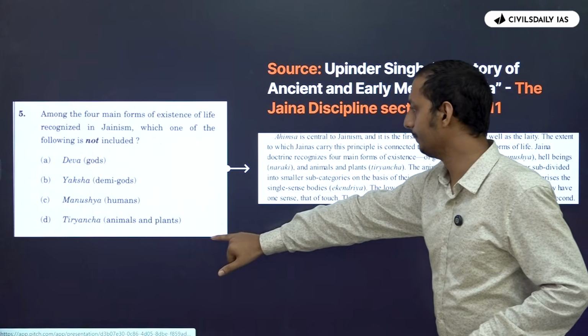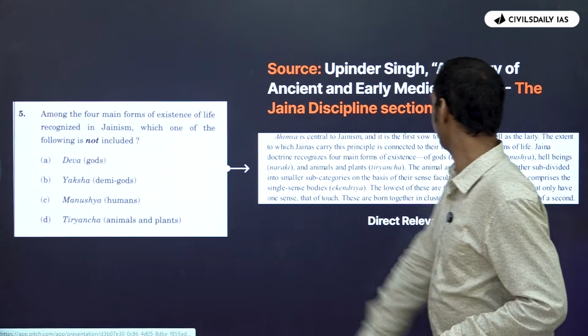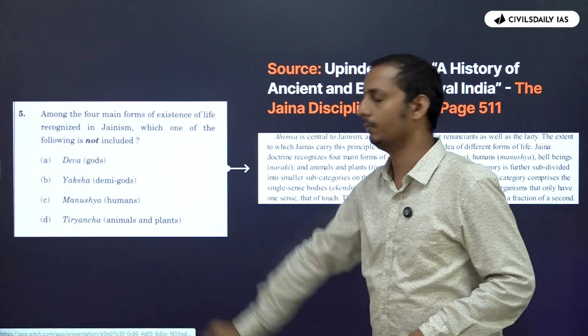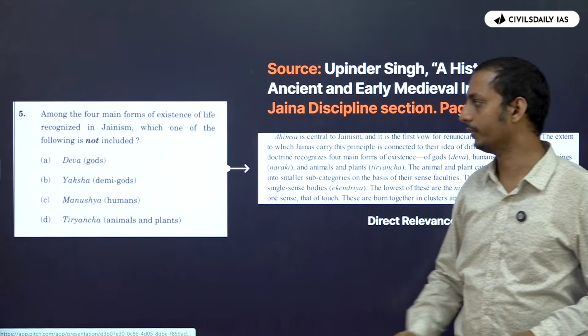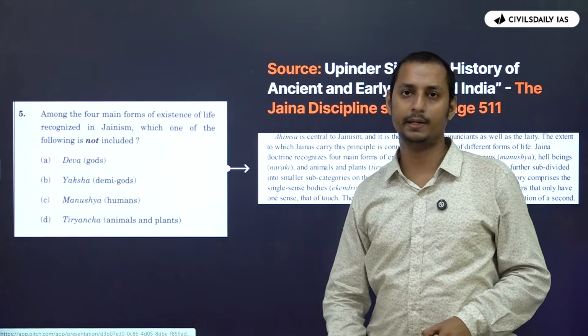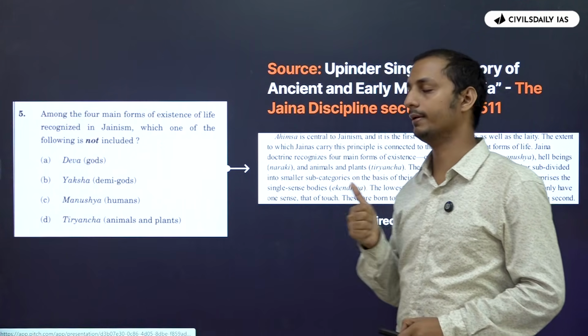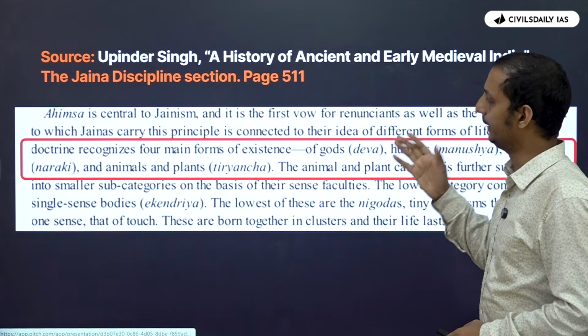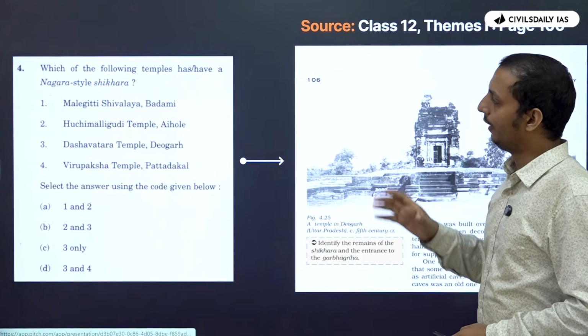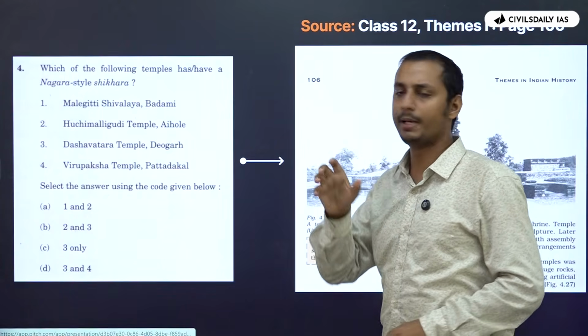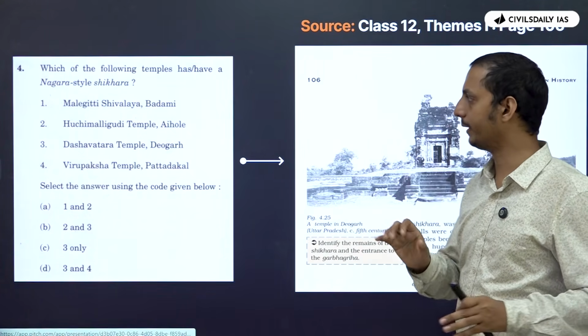So Tiryancha is there, Deva is there, Manushya is there, but Yaksha demigods are not there. Therefore, here demigods, B, will be the answer, also from Upinder Singh, not from any of the NCERTs, right? Yeah, same thing. And this one as well, you won't be able to get the whole answer from here, okay?